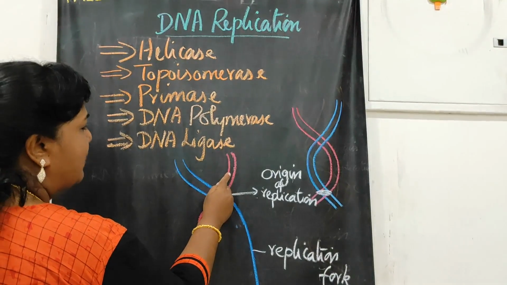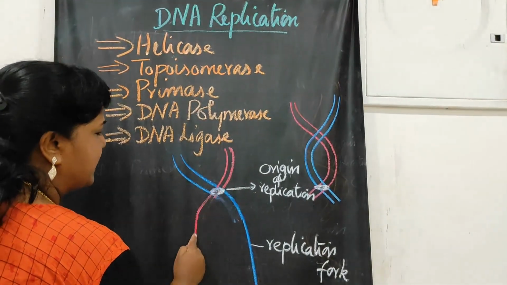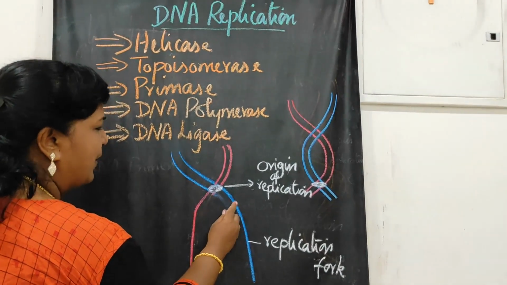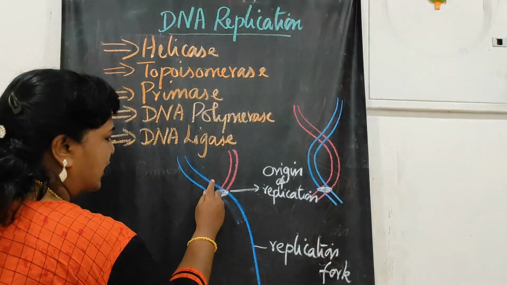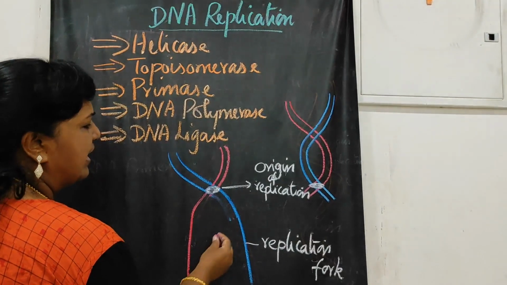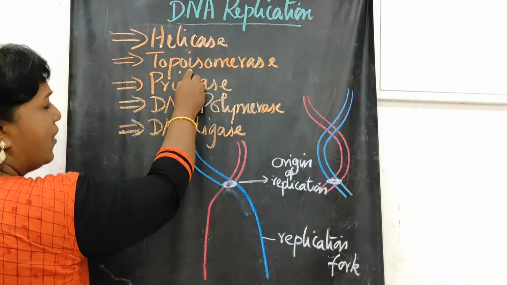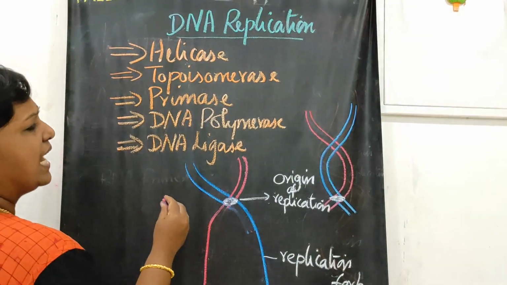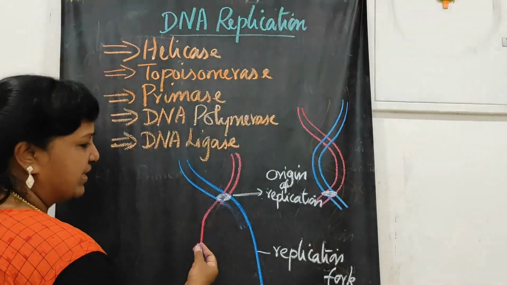Topoisomerase. When the double strand DNA is separated into single strand DNA, some twist will be formed here and here. That twist will be removed with the help of the enzyme topoisomerase. So topoisomerase is helpful for removing the twist.